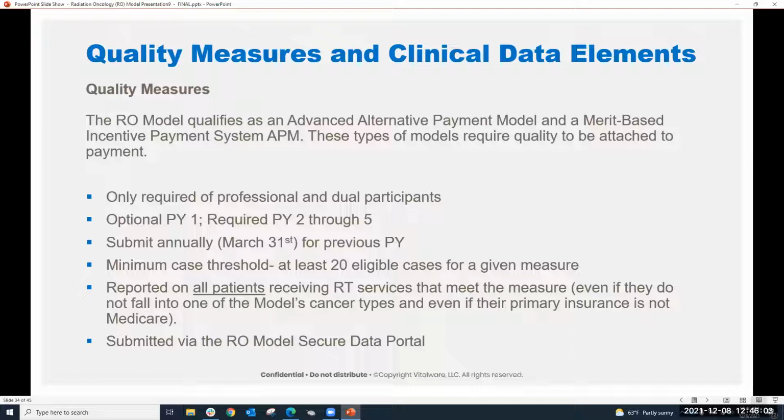And quality measures are reported on all patients. So just to clarify, quality measures are reported on all patients who meet the inclusion criteria for that specific measure. It's not only for the specific cancers that are included in the RO model. And it's not even only Medicare patients. It's all patients that are seeing the provider that meet inclusion criteria. And then your quality measures will be submitted through the RO model's secure data portal.